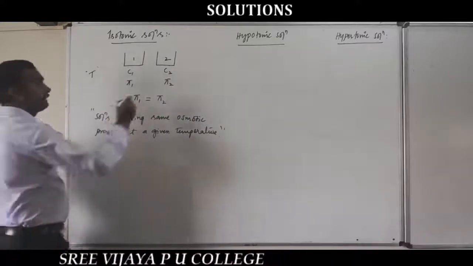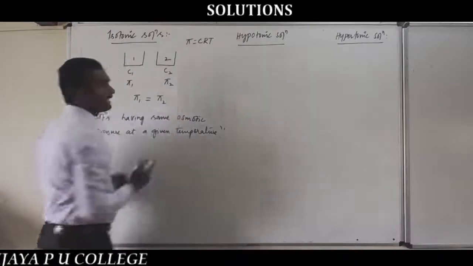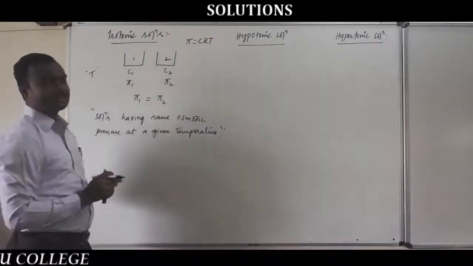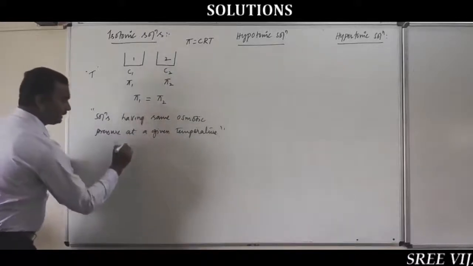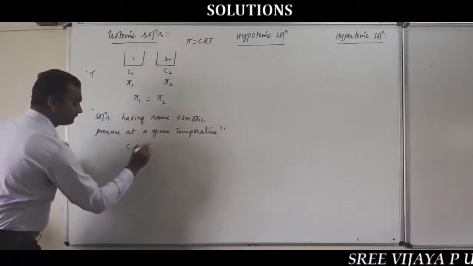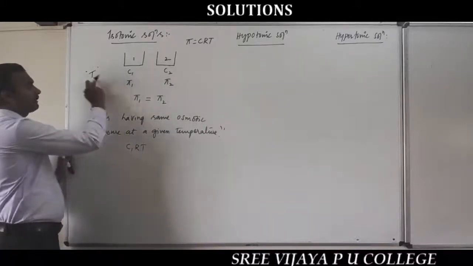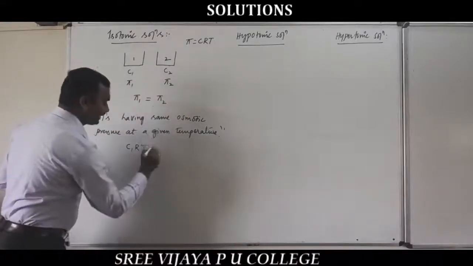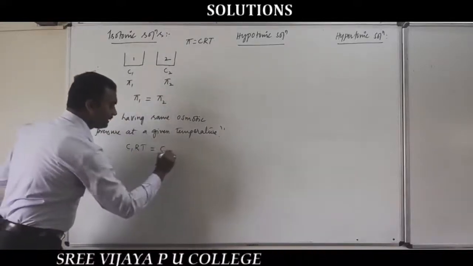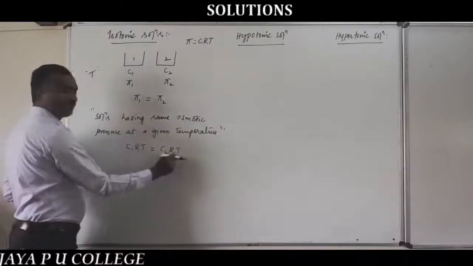So we know that pi is equal to CRT. Pi is proportional to C; R is the gas constant, T is the temperature. Applying to solution 1, pi 1 is equal to C1 RT. The concentration is different, the temperature is constant and the R value is also constant. And pi 2 is equal to C2 RT.